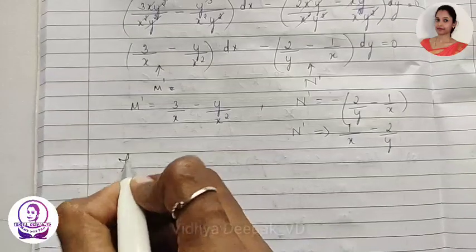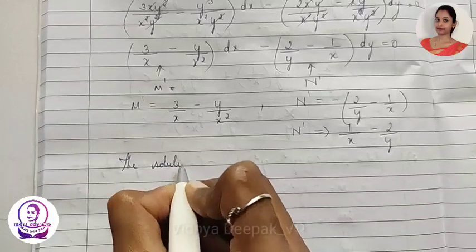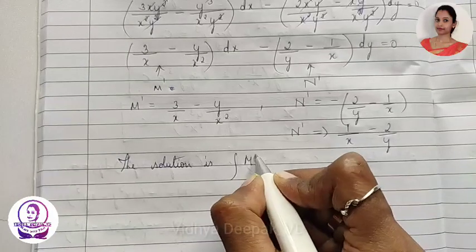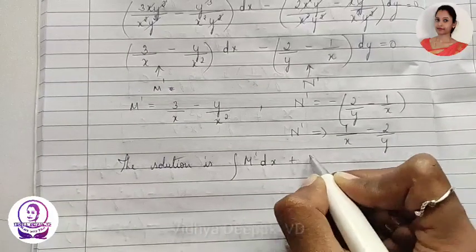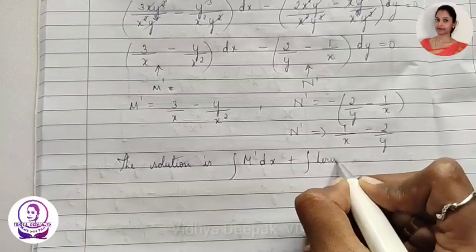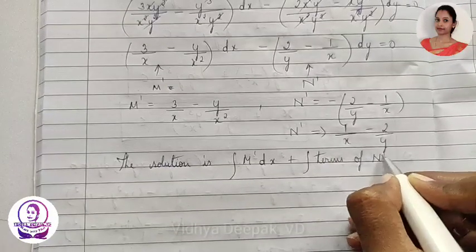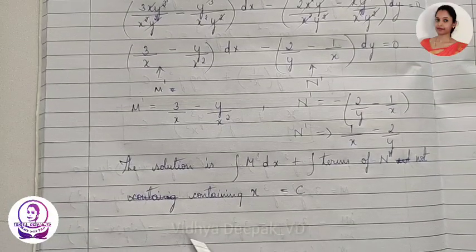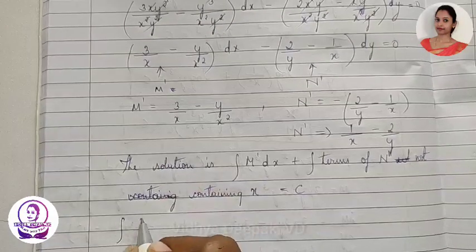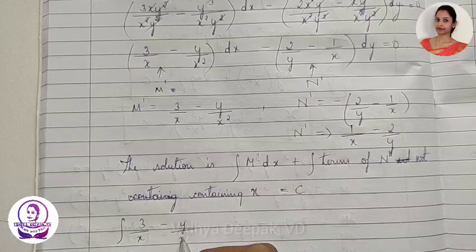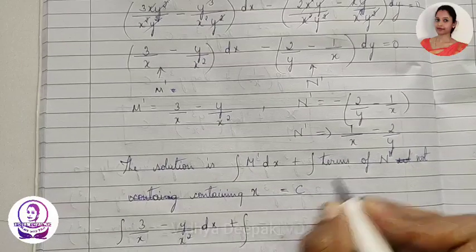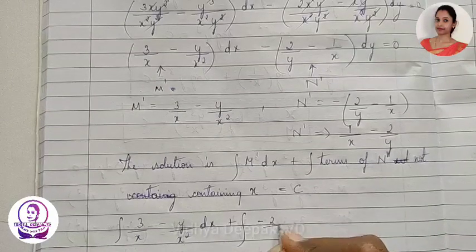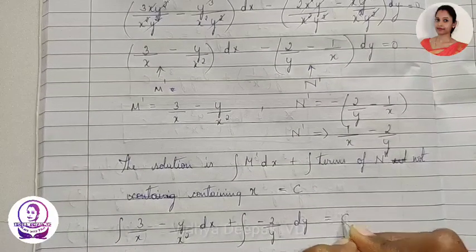The solution is nothing but integral of M dx, that is here M dash dx, plus integral of terms of N, here it is terms of N dash not containing x, is equal to c. So we have integral, what is M dash? We have written it down: (3/x - y/x²) dx plus terms of N dash which is not containing x. So this contains x, this does not contain x, right? So we have 2/y dy is equal to c.